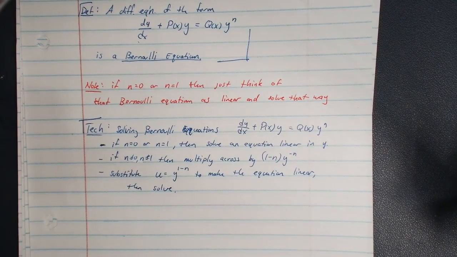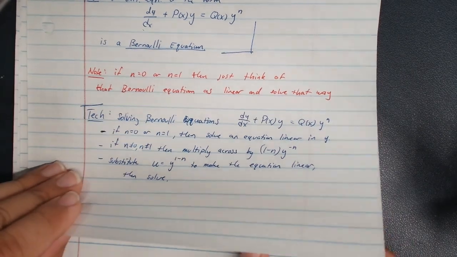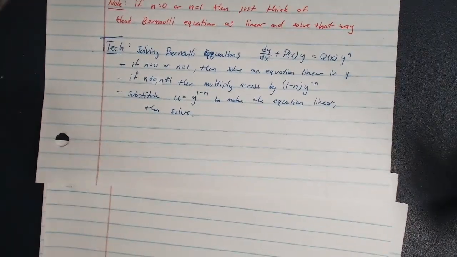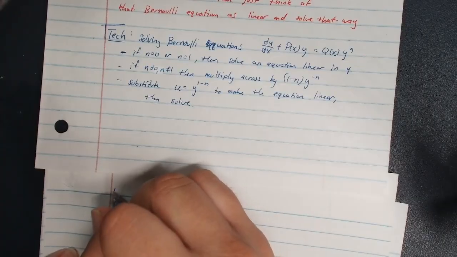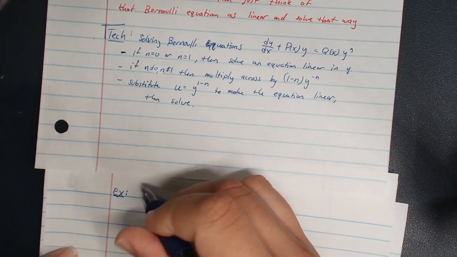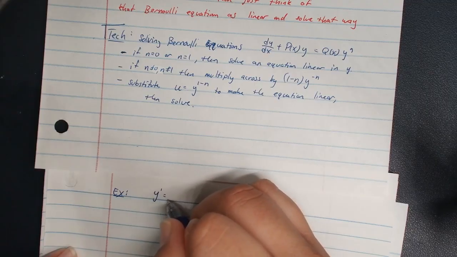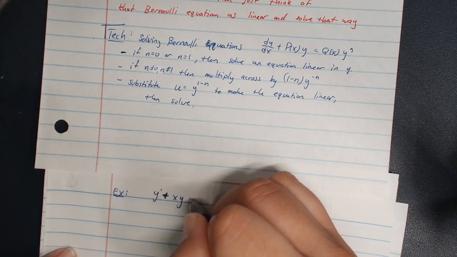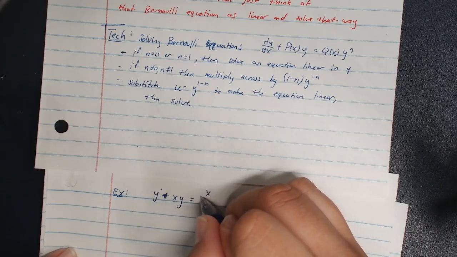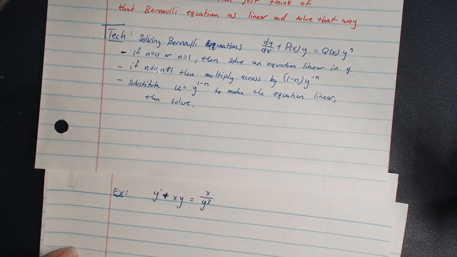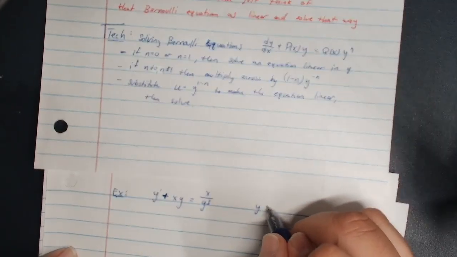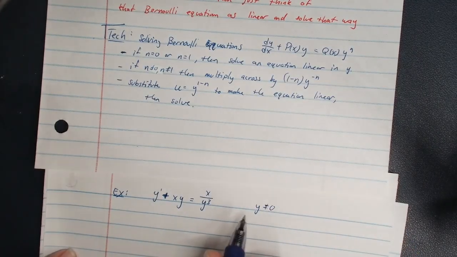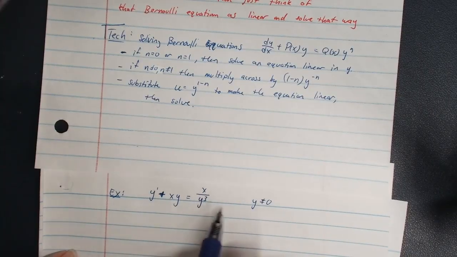So let's consider an example of doing this. Let's consider y prime plus xy is equal to x over y to the power 3, where y is not equal to 0. This is not an initial condition or anything like that. It's just highlighting the fact that this won't be 0, so you're fine. You can divide by it.